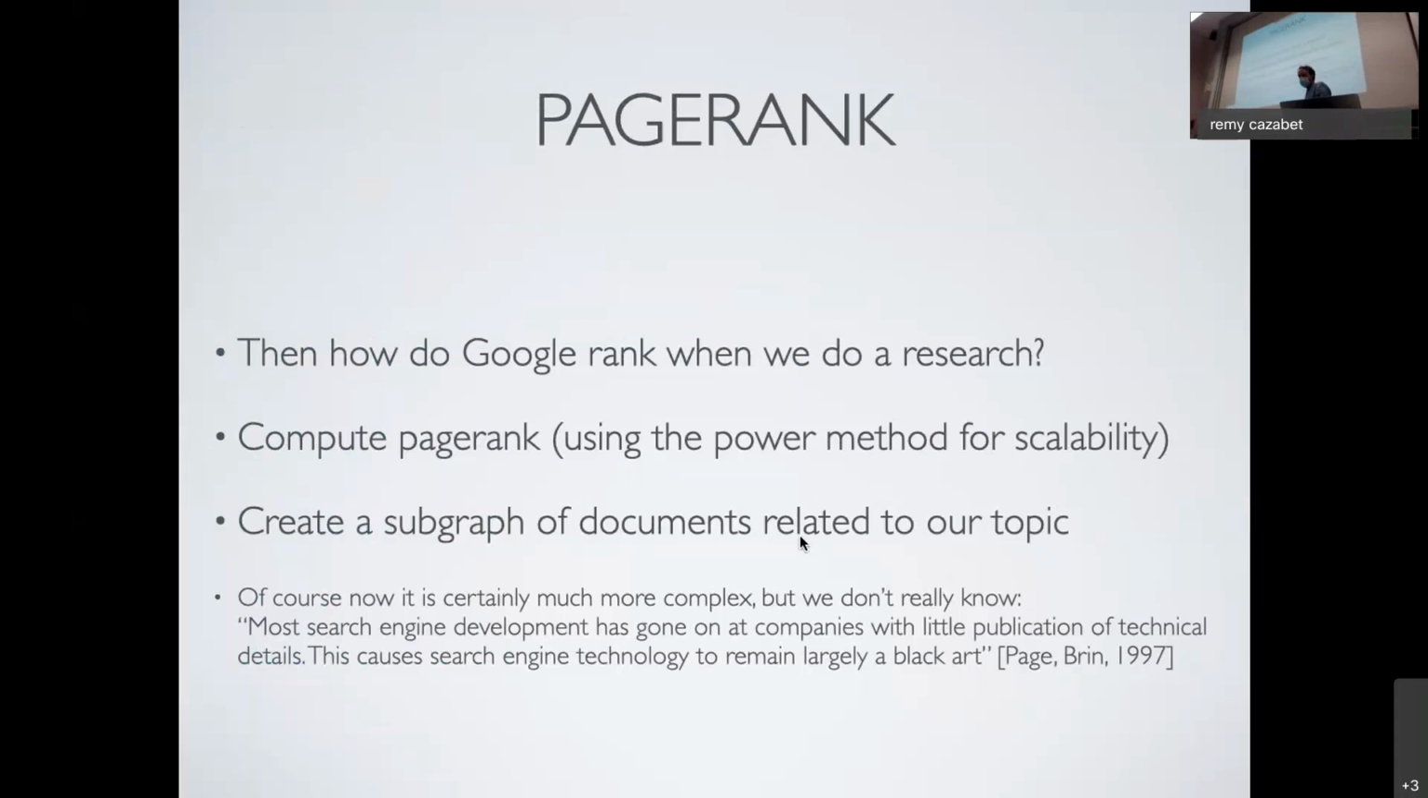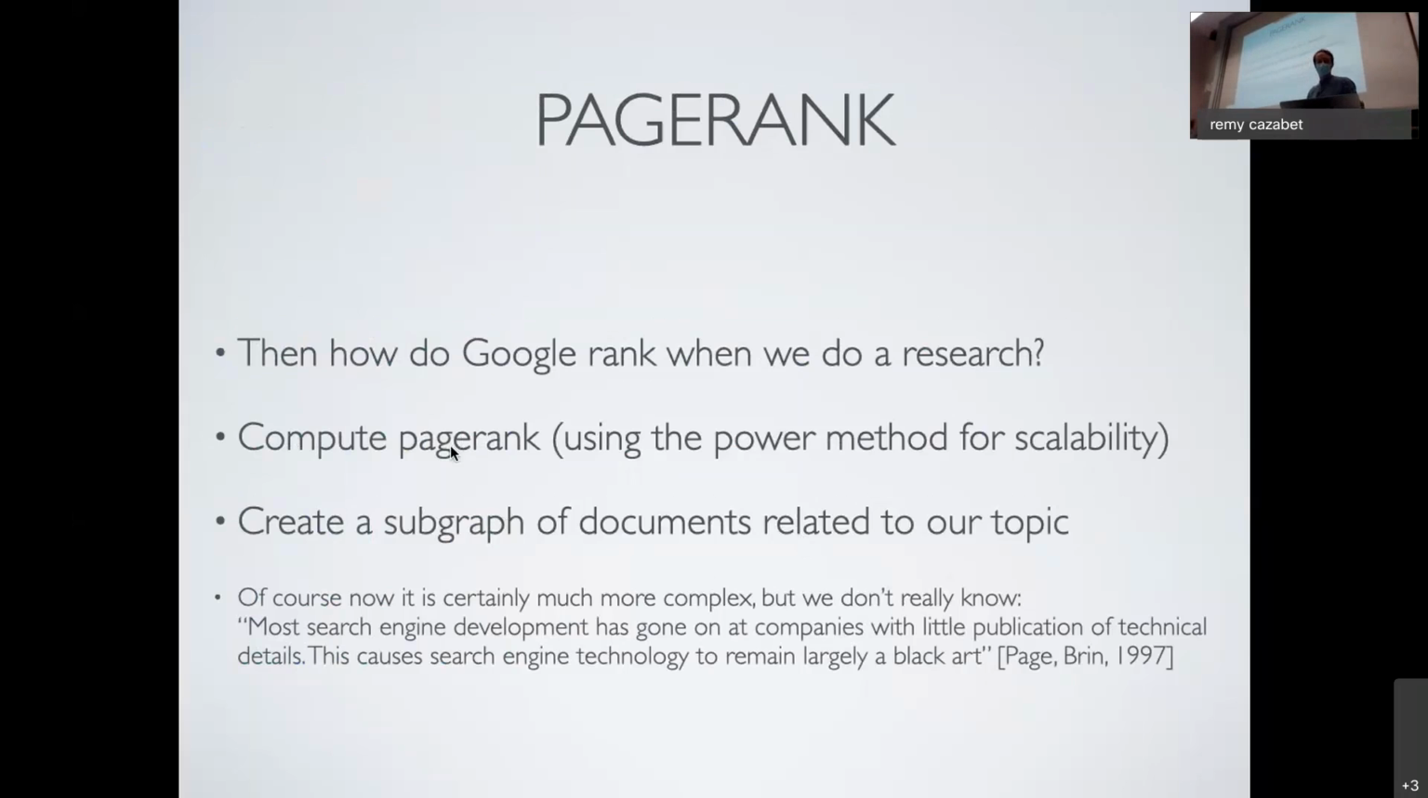So actually, how does Google use PageRank? It's very simple. First, they compute PageRank of the whole network. They do that using the power method because it's convenient. It can also be updated easily.